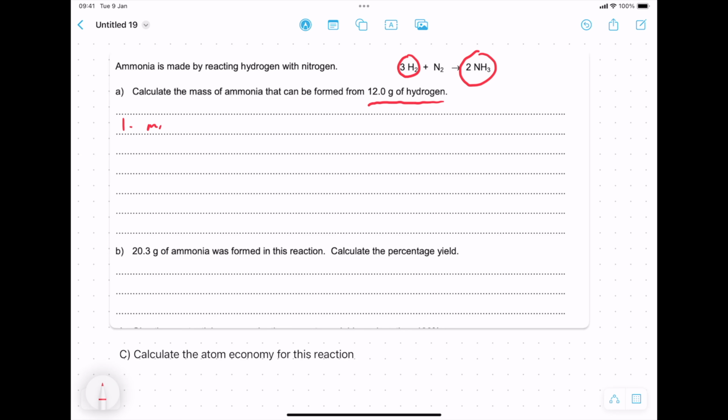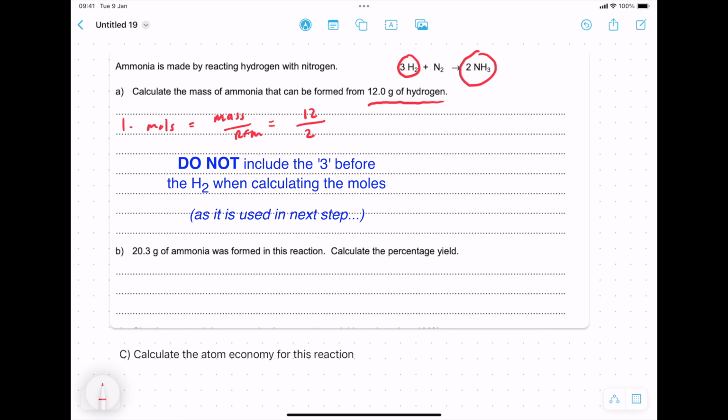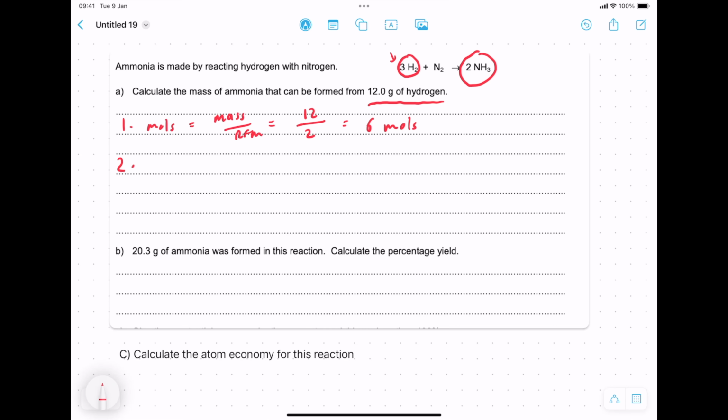So moles equals mass over RFM. The mass is 12. The RFM of hydrogen gas is 2, 1 plus 1 is 2, so that's 6 moles. Step 2 in the process says, now that you have the moles, what is the molar ratio? Is it 1 to 1, 2 to 2, 5 to 4? Well, you can see that the molar ratio is 3 to 2 in this case.